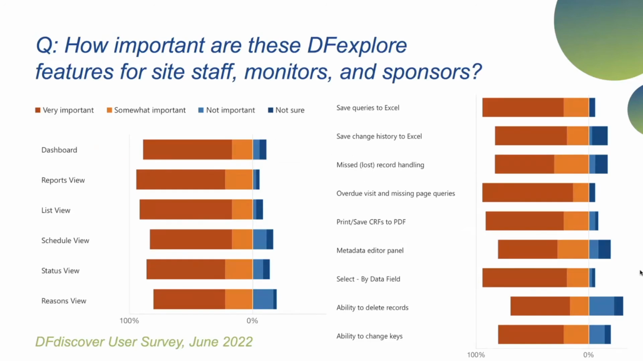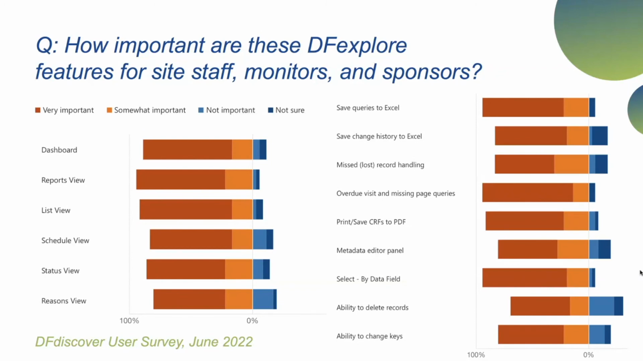As we consider how we will continue updating functionality in DFweb, we wanted to get some insights from you on what most important features there are in DFexplore that you want the end users, so site staff, monitors, sponsor representatives, what features are most important to them. You might recall we did a survey back in June that asked a number of different questions, and two of these questions the results are shown here. You can see in red and orange is very important and somewhat important, and in light blue and dark blue is not important and not sure.